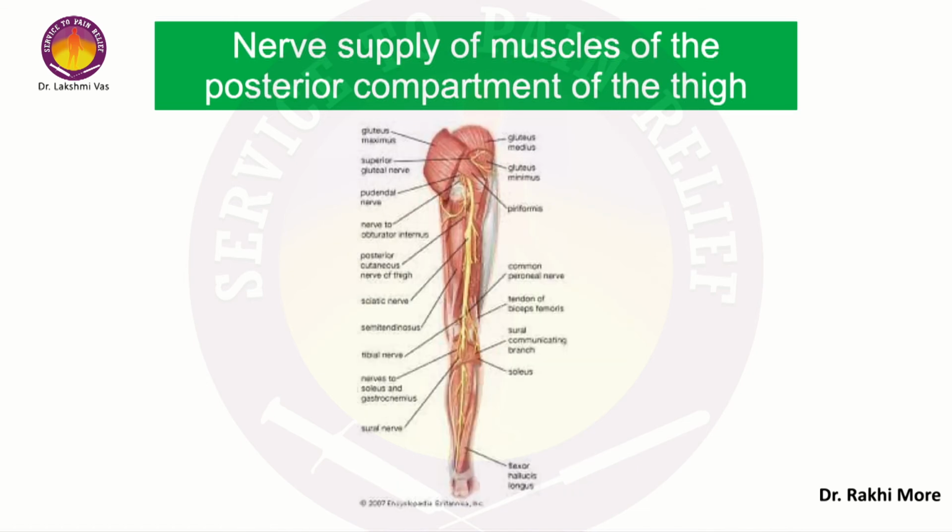Okay, so the nerve supply of the muscles of the posterior compartment is from the sciatic nerve. All the muscles are supplied by the sciatic nerve. The hamstring part is supplied by the tibial component, while the biceps femoris short head is supplied by the peroneal component.